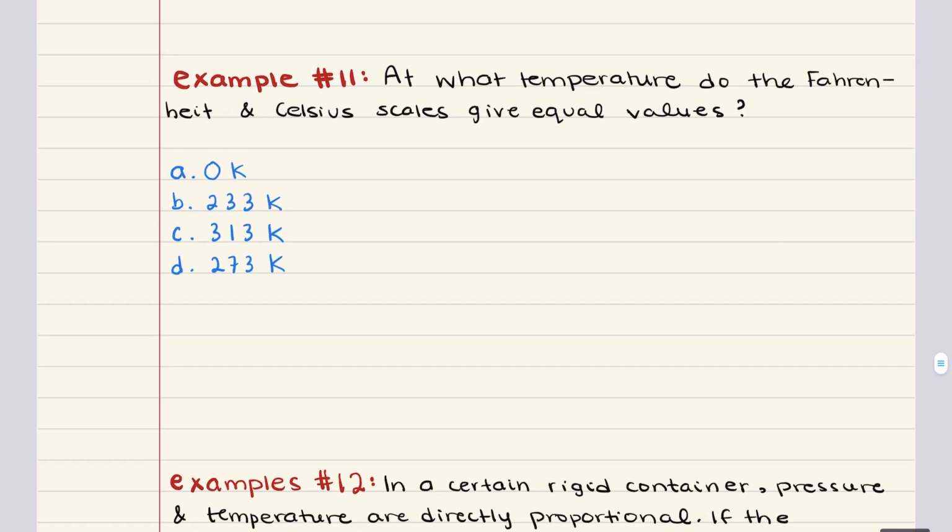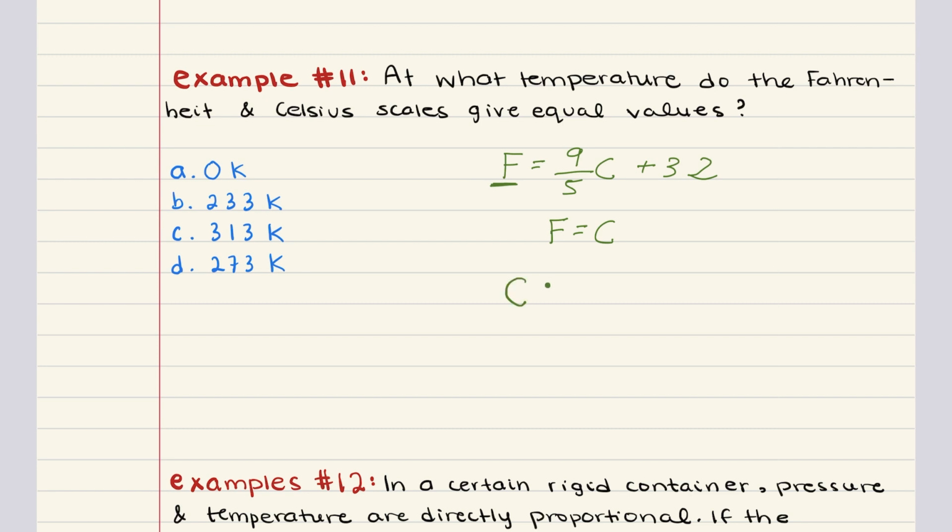Problem 11 says, at what temperature do the Fahrenheit and Celsius scales give equal values? To solve this problem, we need to recall the formula that relates Fahrenheit to Celsius. That formula is that Fahrenheit is equal to 9/5 multiplied by Celsius plus 32. Now we're looking for the point where Fahrenheit equals Celsius. So we're going to replace this Fahrenheit term with a Celsius term to get that Celsius is equal to 9/5 multiplied by Celsius plus 32.